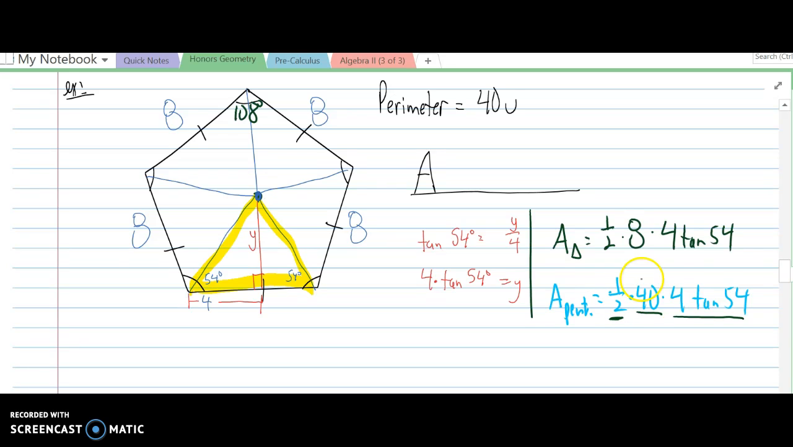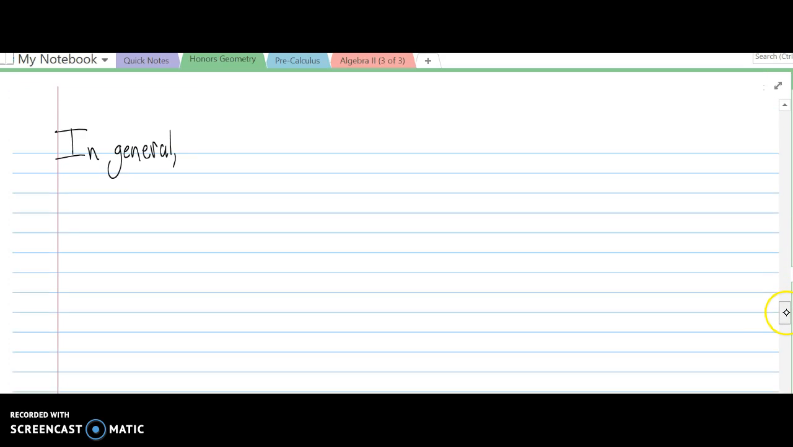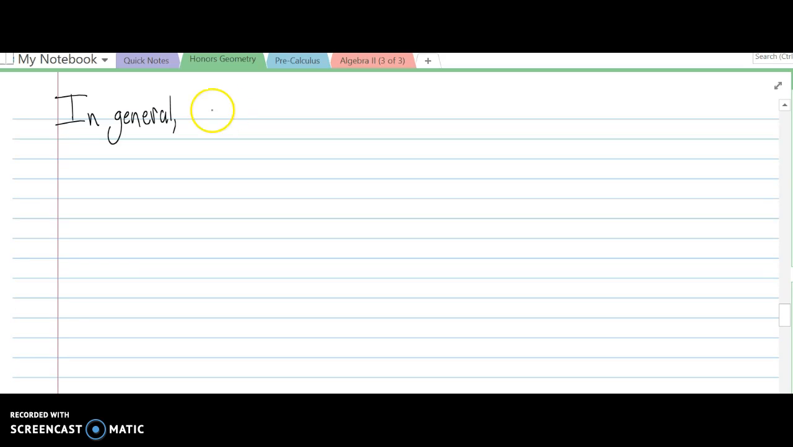Okay, so now at this point I have this written down. We can multiply these numbers, and that would give us 80 times the tangent of 54. And if you multiply that together, you'll get a decimal, which should be equivalent to any other way of doing this one when you look at the approximate answer. That gives us a general formula. In a regular polygon, the area is always equal to 1/2 times the perimeter times the apothem.